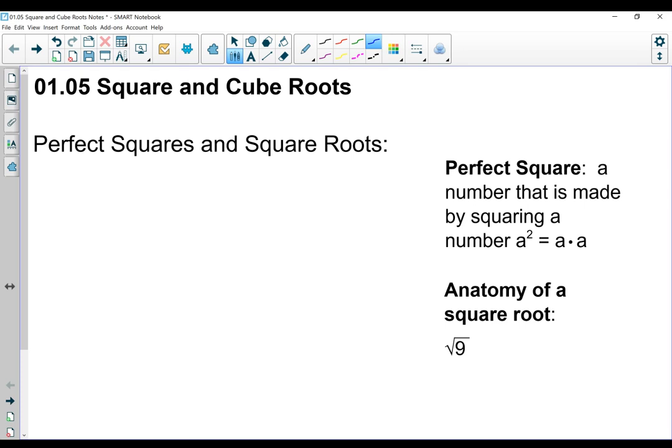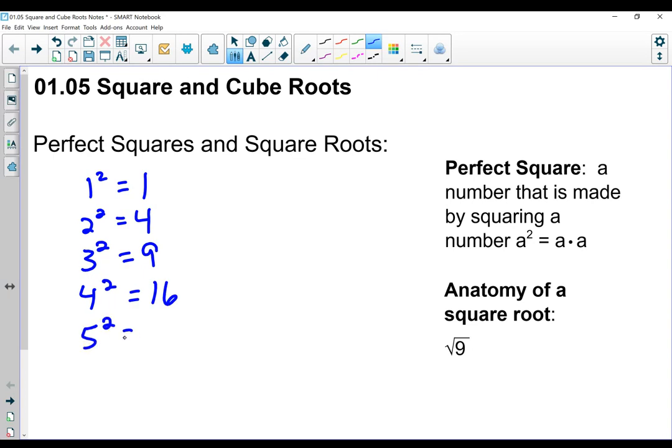105, square and cube roots. First, we'll look at some examples of perfect squares. 1 squared equals 1, 2 squared equals 4, 3 squared is 9, 4 squared is 16, and 5 squared is 25. So this list of numbers, 1, 4, 9, 16, and 25, these are perfect squares.